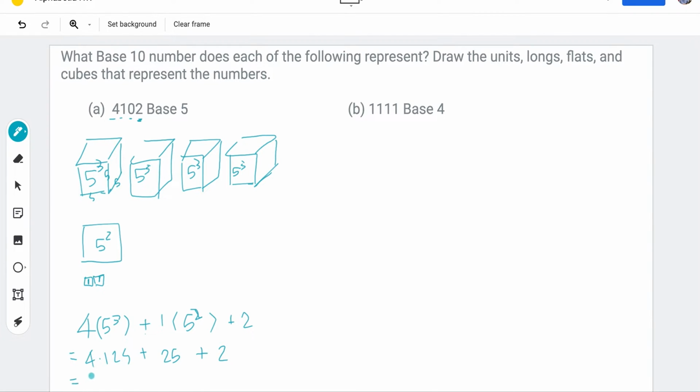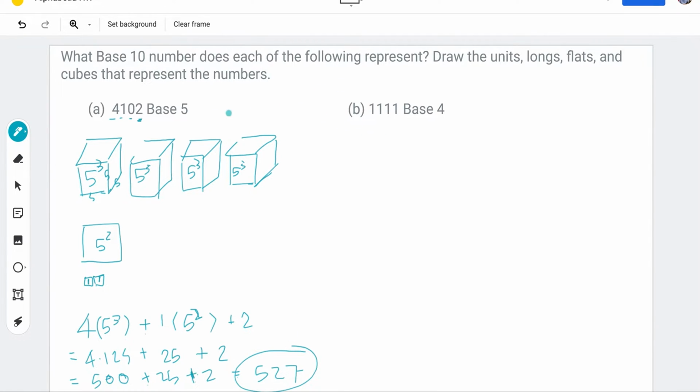So what is 4 times 125? It is 500, and you have 25, and you have 2. So total you have 525, 2 more, 527. That's in base 10. So 4102 in base 5 is exactly the same as 527 in base 10.